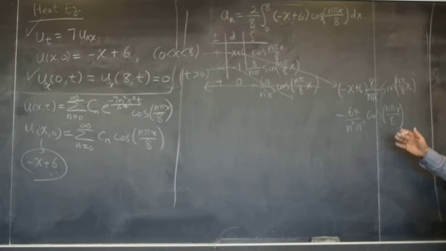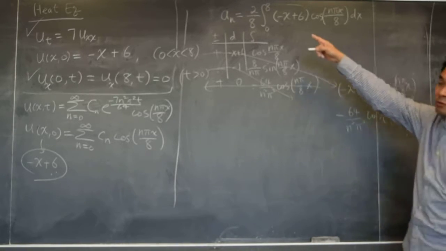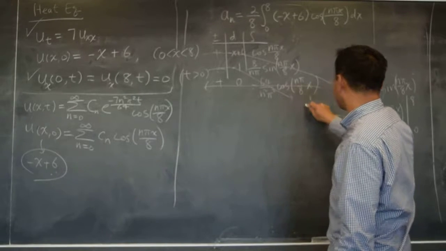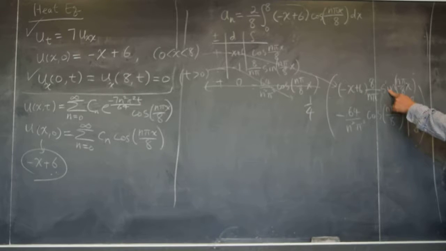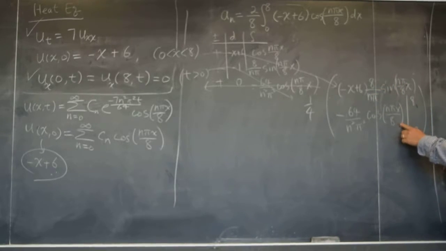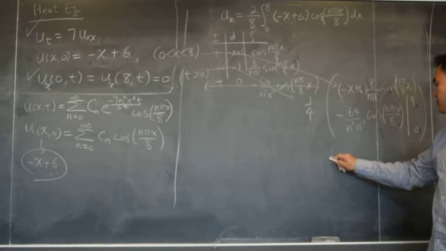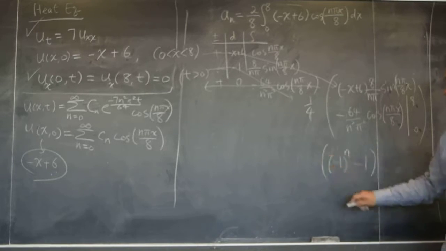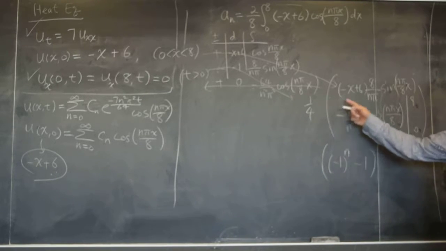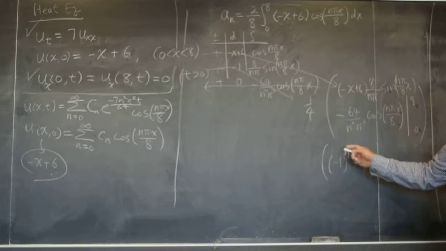You can do either, you'll get the same answer, and you have to plug in 8 and 0, and then don't forget this 1/4. 2 over 8 is the same as 1/4, right? So you have to multiply by 1/4 whatever you get here. You plug in 8 or 0 to sine, and in both cases you get 0. So the only non-zero thing that you get is from here, right? When you plug in 8, you get cosine n pi, which is negative 1 to the nth power. When you plug in 0, you get 1. And in both cases, the coefficient is negative 64 over n squared pi squared.